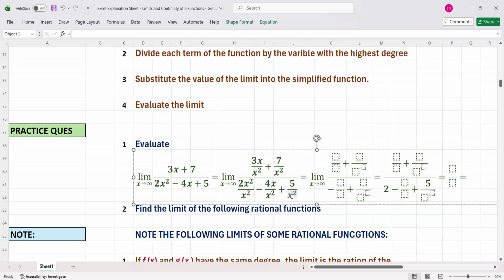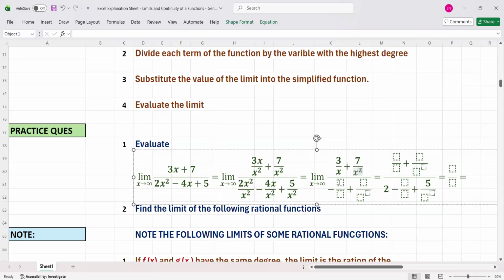Okay. Now that we've done this, let's simplify. Now, 3x divided by x squared, you'll be left with 3 over x. I hope you can see that. 3 over x. And then the 7 will remain the same. There's no x in the numerator. The denominator will still be x squared.